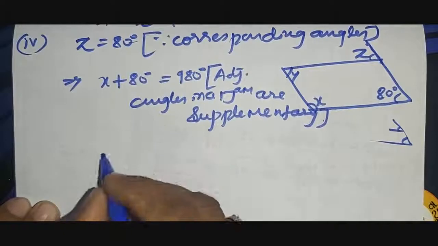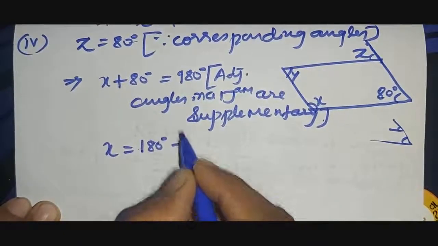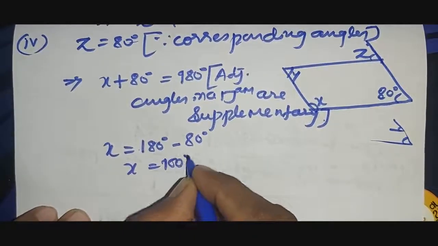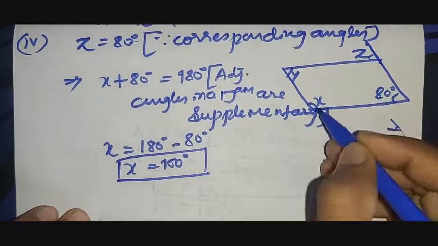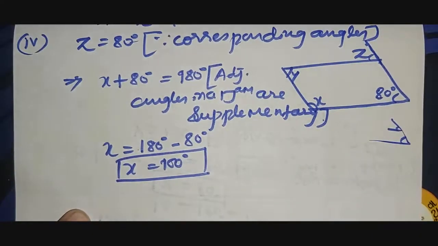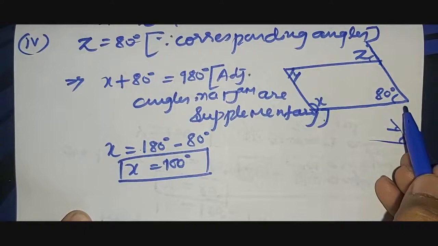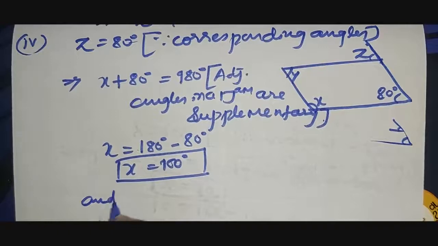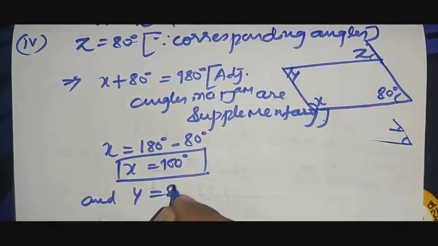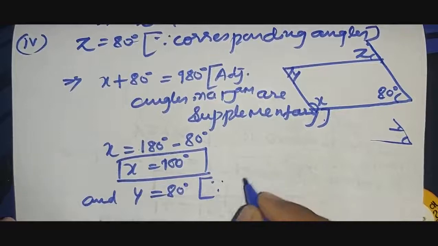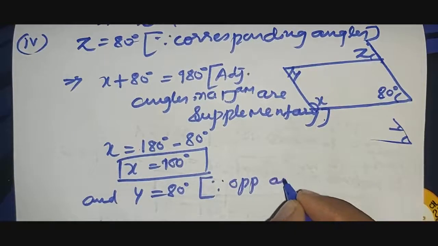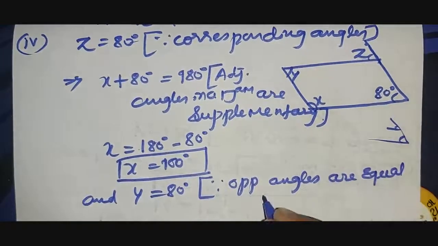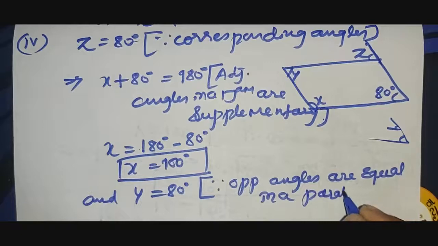Therefore x plus 80, x is equal to 180 minus 80 degrees. Therefore x is equal to 180 minus 80, which is equal to 100 degrees, right? X is equal to 100 degrees. Okay, now see y is equal to 80 degrees because opposite angles are equal in a parallelogram.